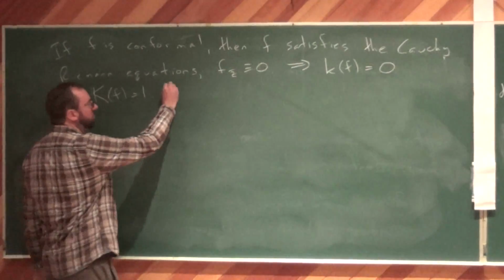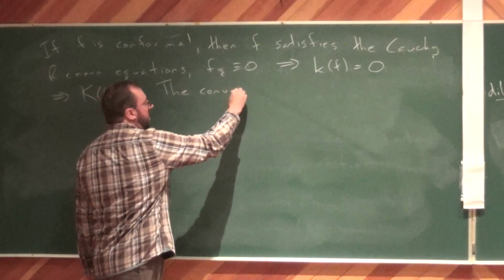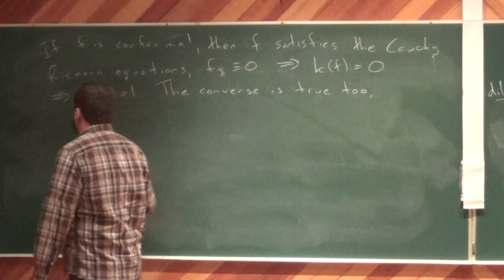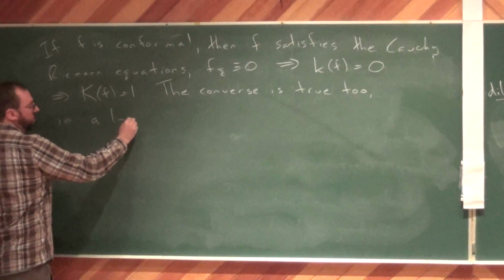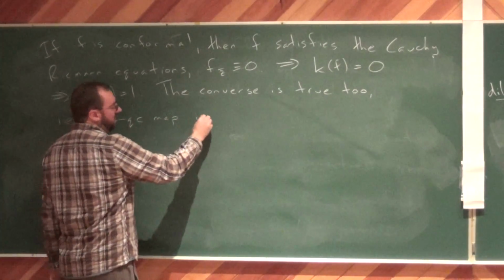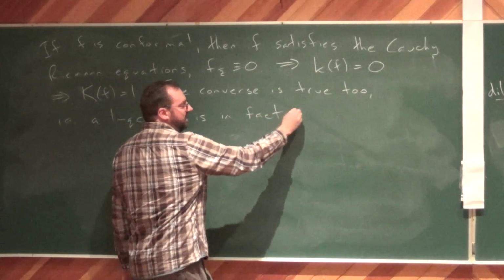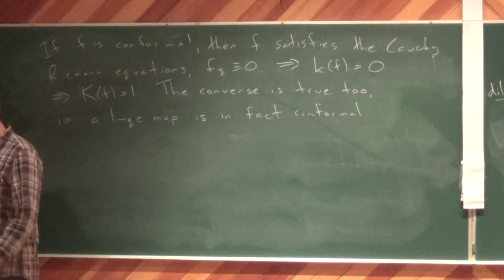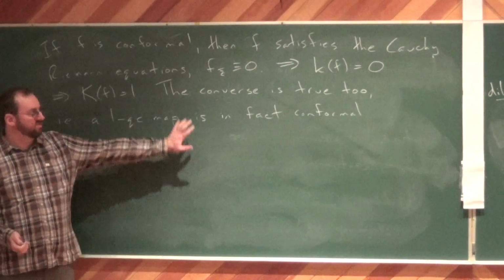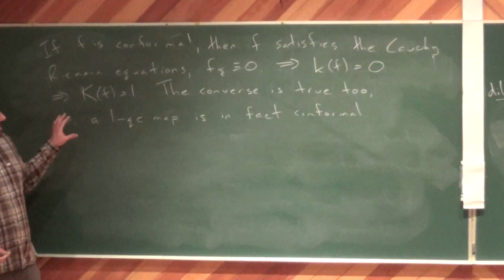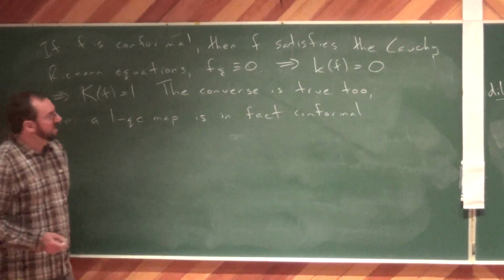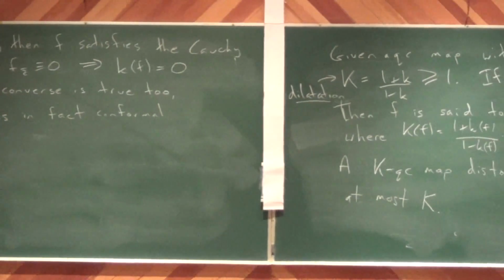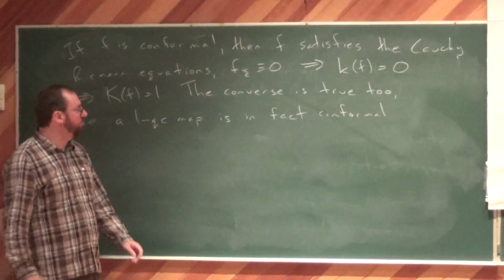And in fact, the converse is true too. So one quasi-conformal map is in fact conformal. So there's something to prove here, which I'm leaving out, and look at one of those fantastic texts I mentioned at the beginning, if you want to see a proof of this fact. But what this is telling us is that the dilatation we have gives us a way of measuring how far away our quasi-conformal map is from a conformal map.